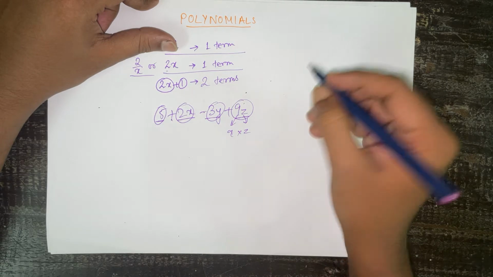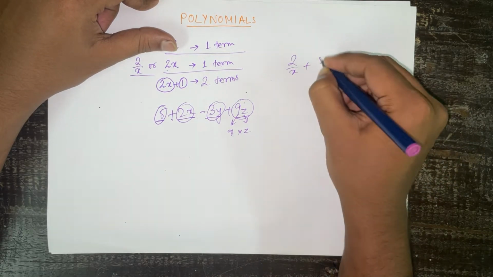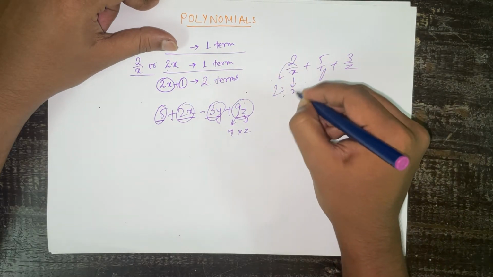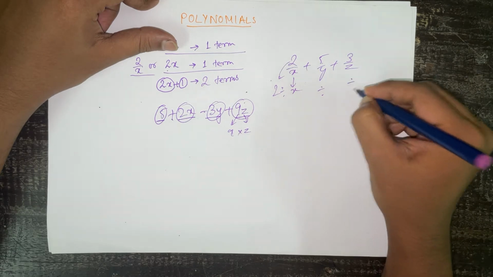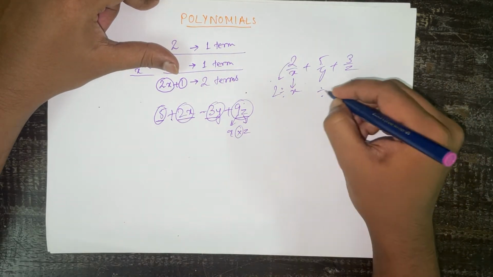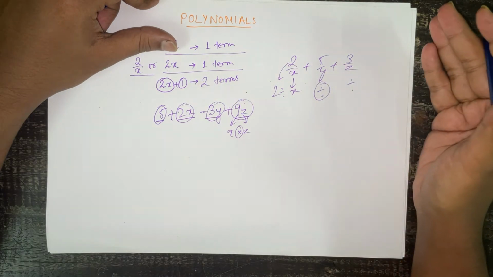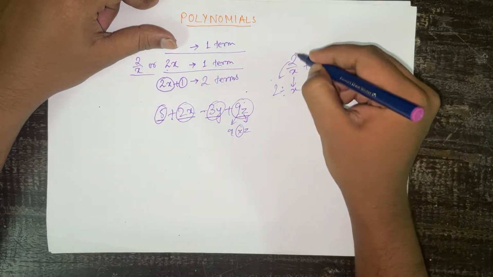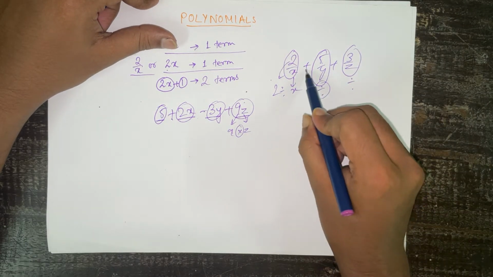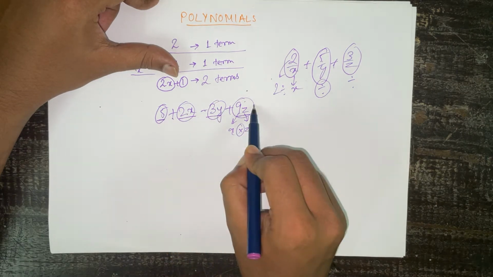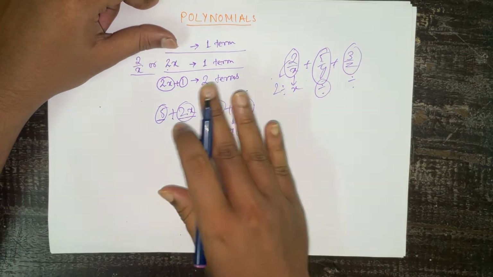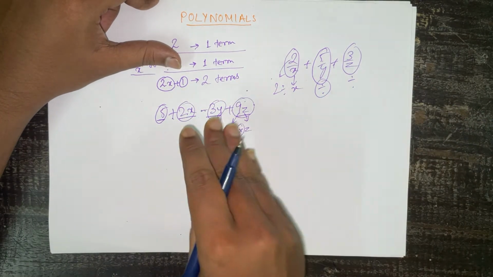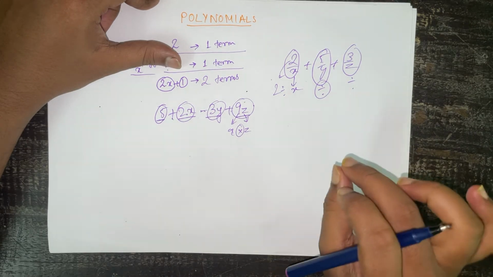Or suppose I write 2 by x plus 5 by y plus 3 by z. Here 2 and x have been divided, 5 and y have been divided, 3 and z have been divided. So multiplication or division between two or more numbers creates a single term only. So this is one term, this is one term, this is one term, but they have been separated by positive signs. Here the four terms have been separated by positive and negative signs, that is, addition or subtraction. So addition or subtraction creates different terms, but multiplication and division do not create separate terms, they form a single term.